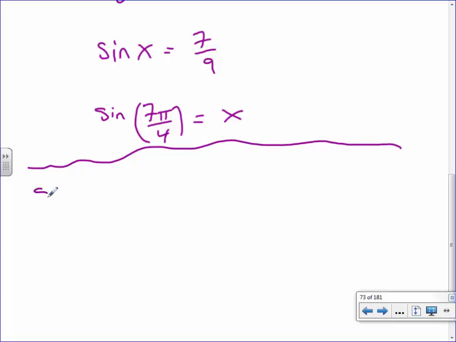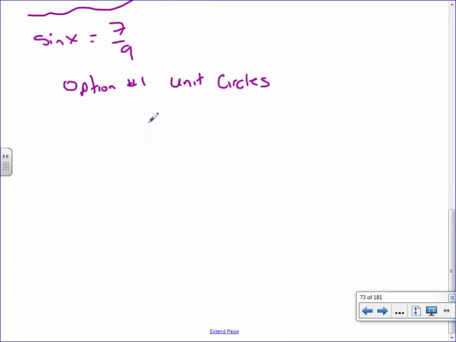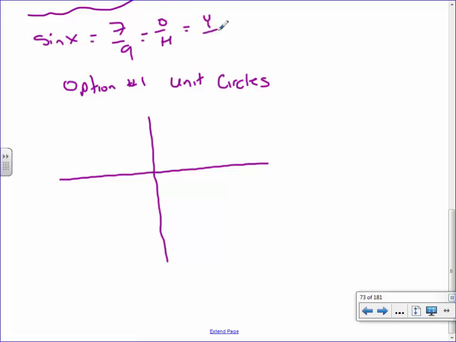So sine x equals 7 over 9. So here's one option. You could use the unit circle. Option number 1, use a unit circle. And this is what we would have done before we left for Easter break. I would have said, well, let's plot this somewhere on a grid here. Now, what is sine supposed to be equal to in terms of its ratio? Yeah, and we've also hopefully learned that that could be the y value over the radius as well. Those are both valid things.